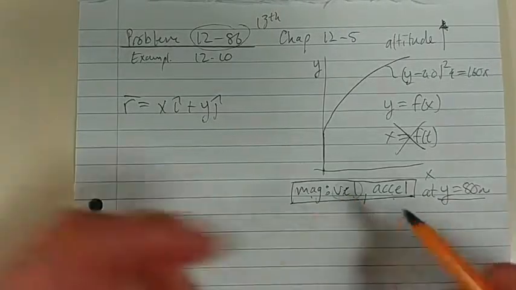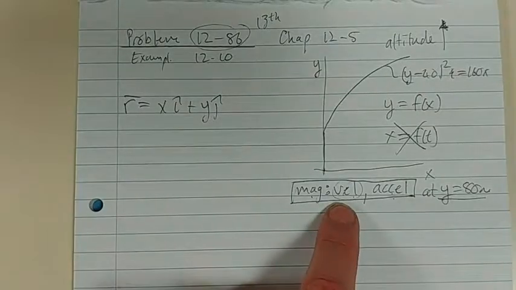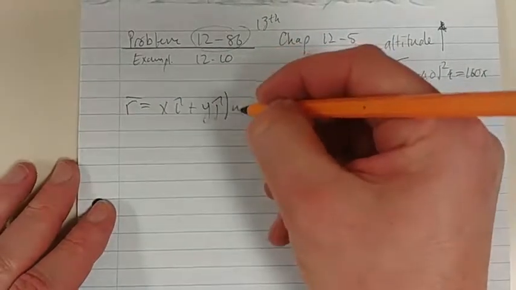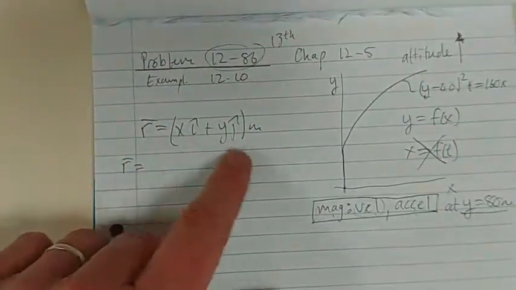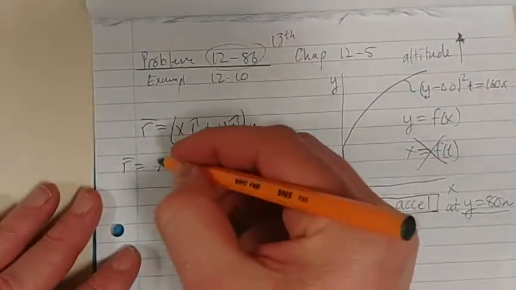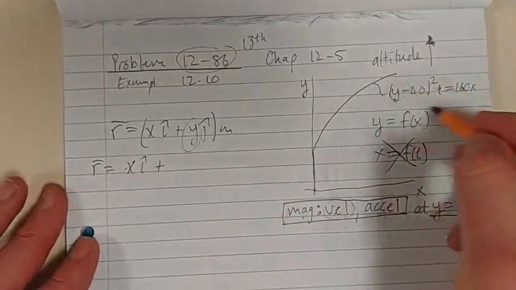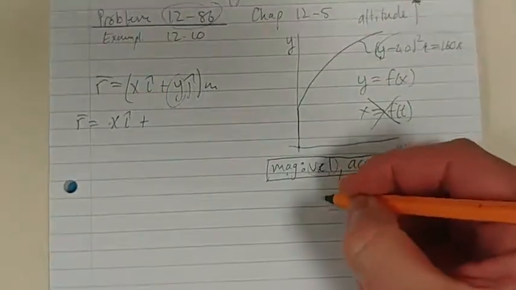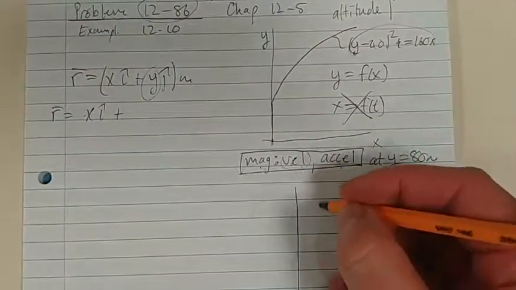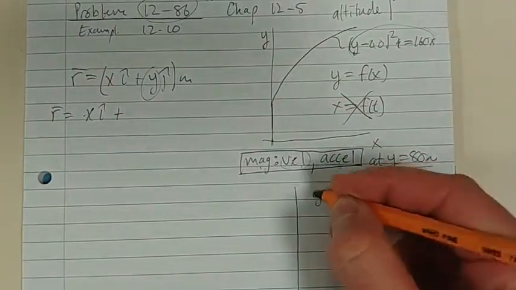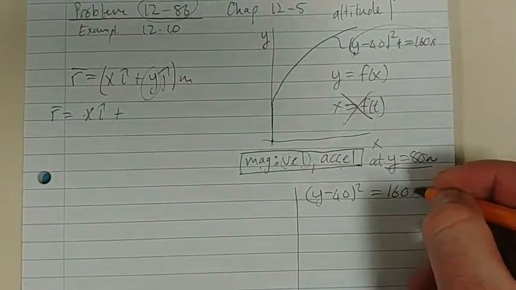So if I want velocity, where do I start? I start with my position vector so that I can get my velocity vector. So what does this look like? We start there, then we increase the information. x i, what is y? y is given by this function. But let's rewrite it so that it's in a better form. Let's solve it explicitly. So (y minus 40) squared is equal to 160x.